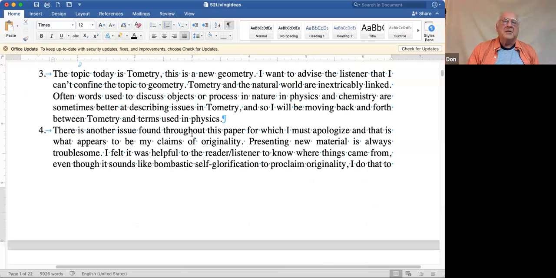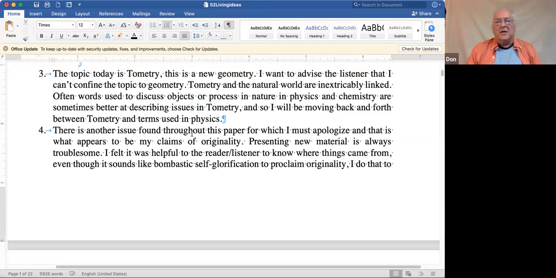So the topic today is tometry. This is a new geometry, and I want to advise a listener that I can't confine the topic to geometry. Tometry and the natural world are inextricably linked. Often words used to discuss objects or processes in nature, in physics and chemistry, are sometimes better at describing issues than a geometric term or a tometry term. So I will be moving back and forth between tometry and words used in physics.